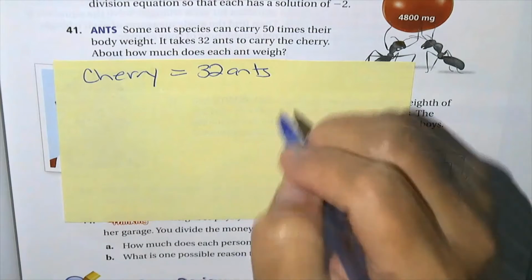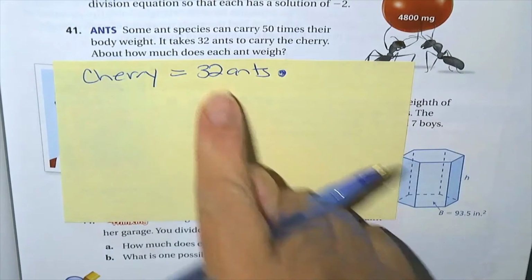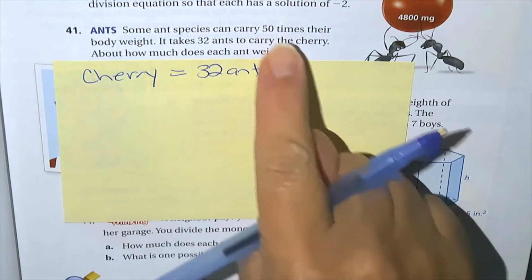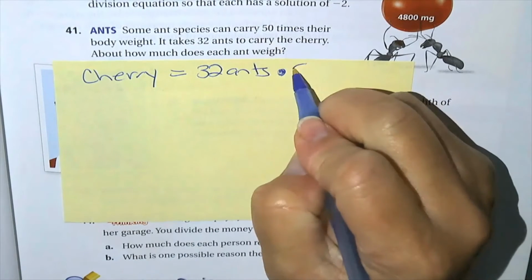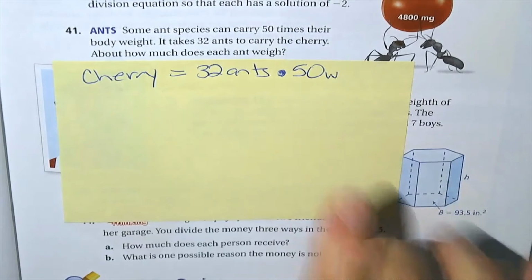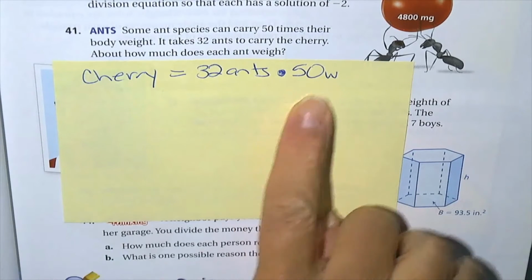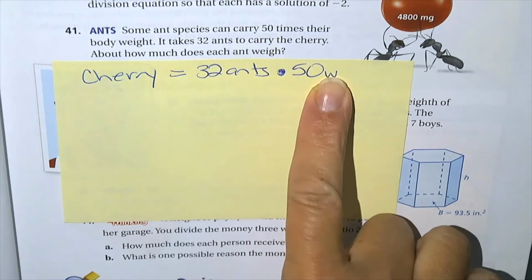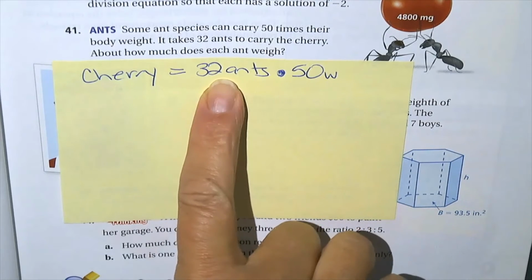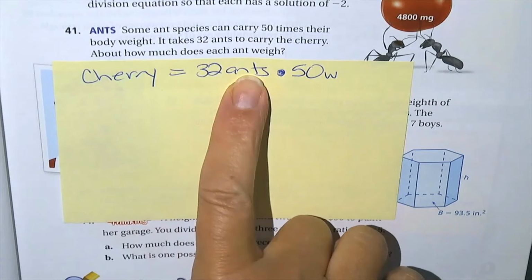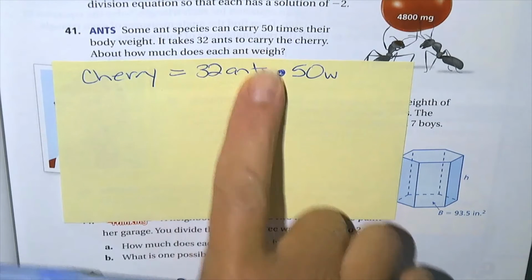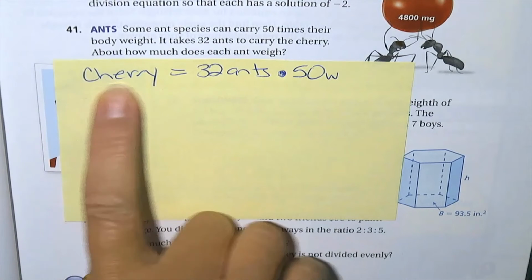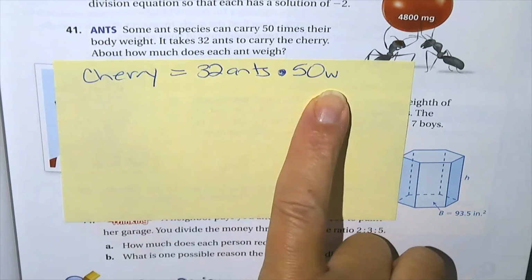So that's going to be multiplication. So this is multiplication. For one ant can carry 50 times their own weight. So one ant can carry 50 times their weight. We have 32 ants. We're going to multiply, and it took 32 ants to carry the cherry. So this is how I see it working.